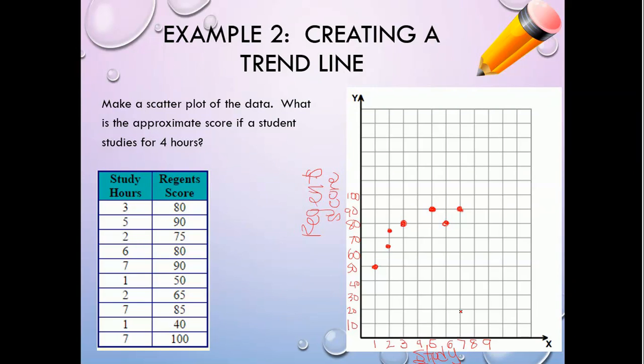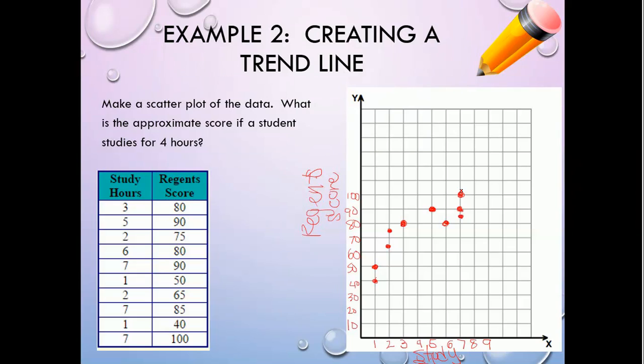7 is 85. 1 is 40. And 7 is 100. There we go. So if you look at this data, it looks like it has a positive correlation.